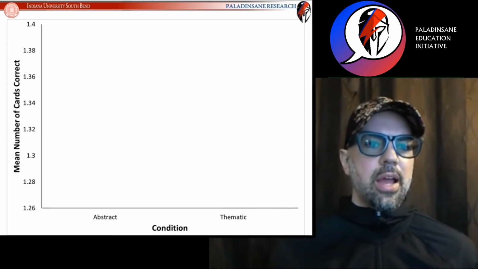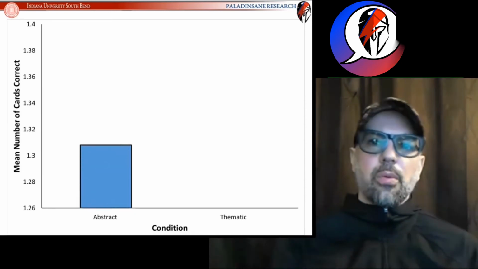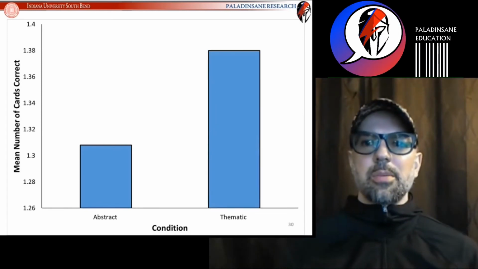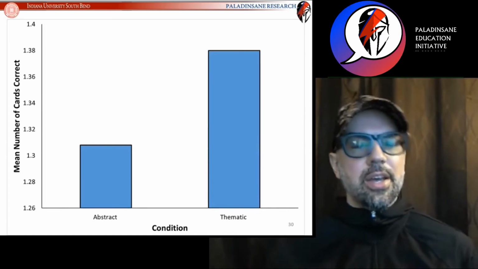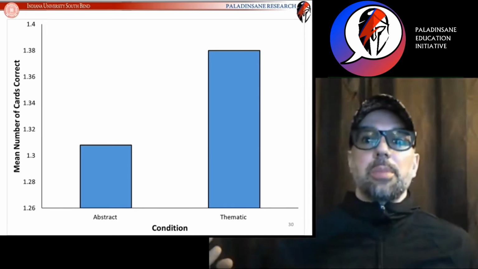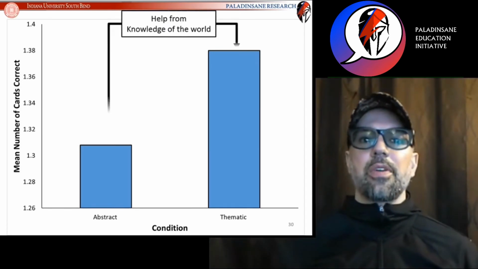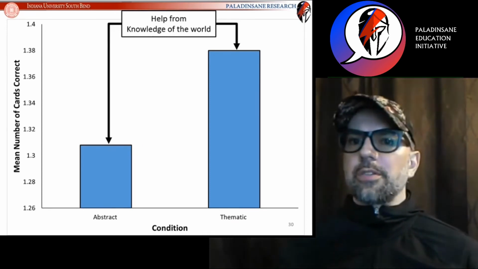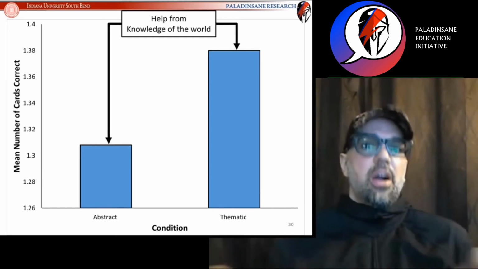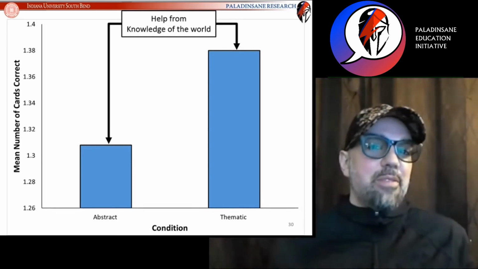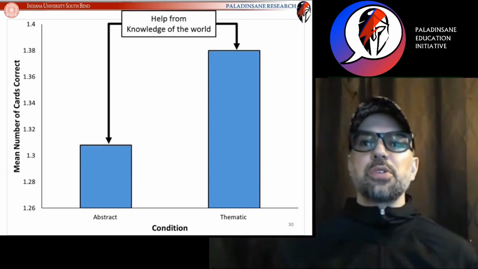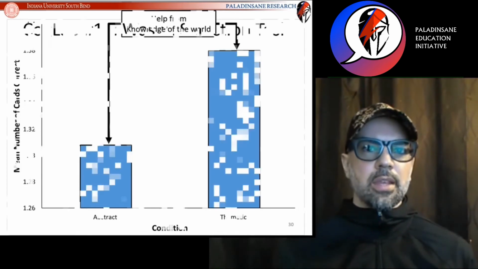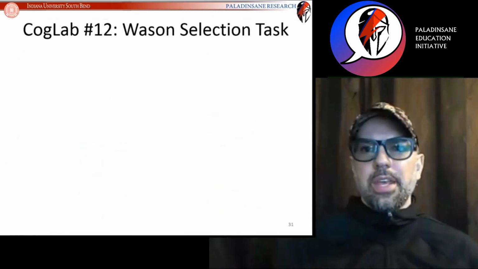Normatively, it shouldn't help. However, as we see, the correct number of cards turned over in the abstract condition is less than the correct number of cards turned over in the thematic condition. So here we have our first descriptive reasoning discovery, which is that help from knowledge of the world actually helps you reason. So your previous experience, your familiarity with the world, bizarrely, counterintuitively, why would it ever, but it does, that actually helps you reason about the conditional syllogisms that you encounter. All right, so that was one of the conclusions.